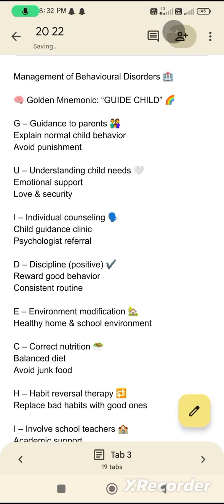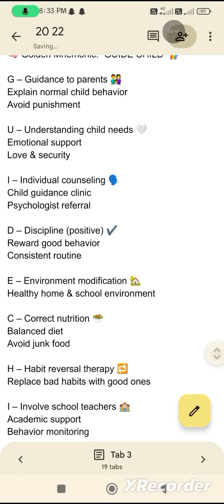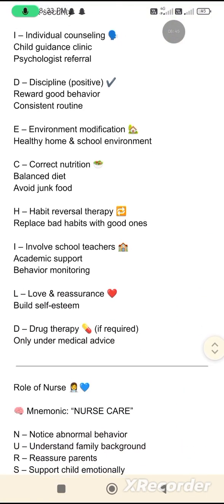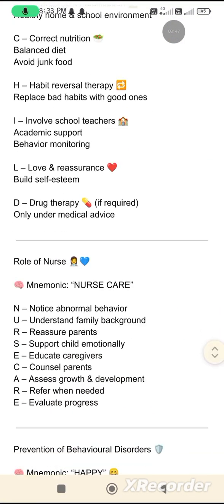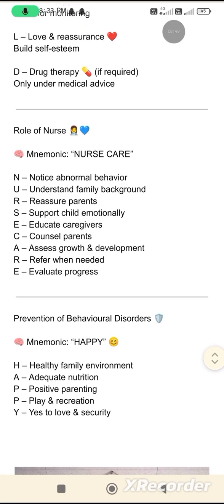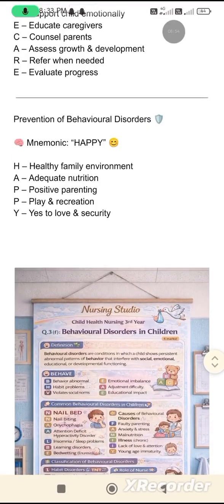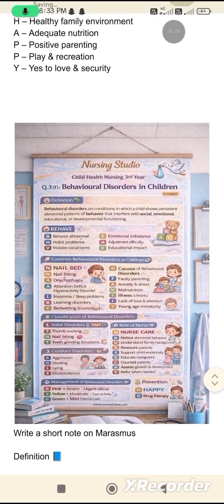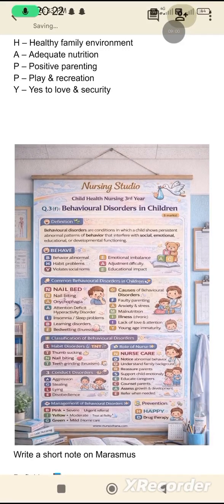Guidance to parents: understanding child needs, individual counseling, discipline, environment modification, correct nutrition, habit reversal therapy, involve school teachers, love and reassurance, drug therapy. Again, nurse's role: you can use the word nurse care. Preventions: happy, healthy family environment, adequate nutrition, positive parenting, play and recreation, yes to love and security.